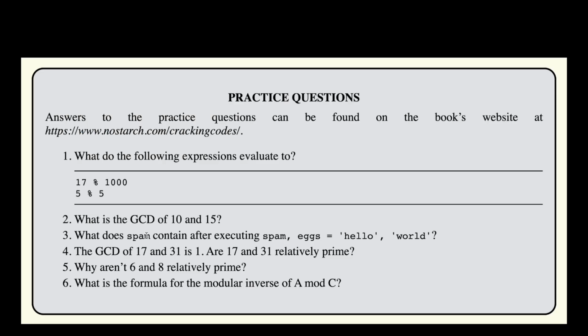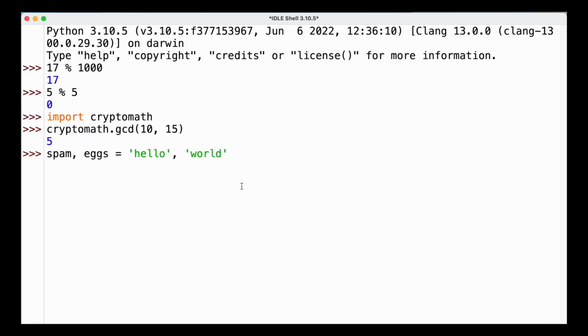What does the variable spam contain after executing this multiple assignment statement? So spam and x are assigned to hello and world. Here we know that the first value hello will be assigned to spam and the second value world will be assigned to x. So therefore spam is going to have a value of hello. So let's type this out in our interactive shell. Spam, x is equal to hello, world. And if we now have a look at spam, we can indeed see it has a value of hello.